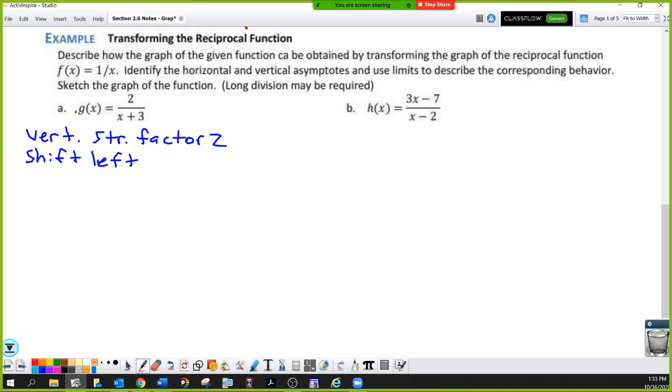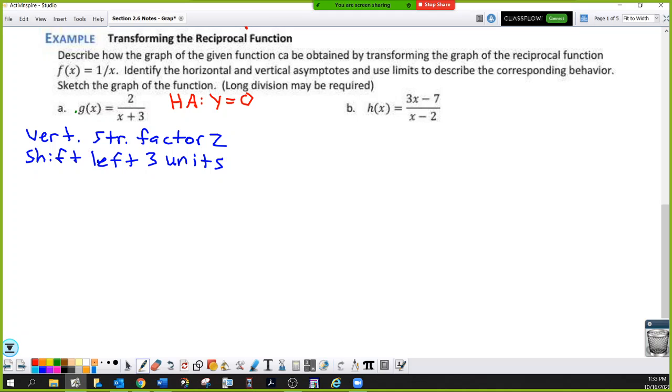Wow, this is painfully lagging. Shift left 3 units. Great. You see, I didn't shift up or down, right? Since we didn't shift up or down, this is going to have the same horizontal asymptote as the parent function. That horizontal asymptote will be the x-axis, which is y equals 0.